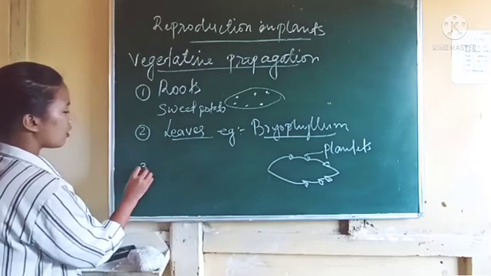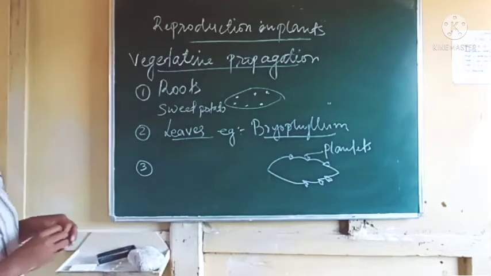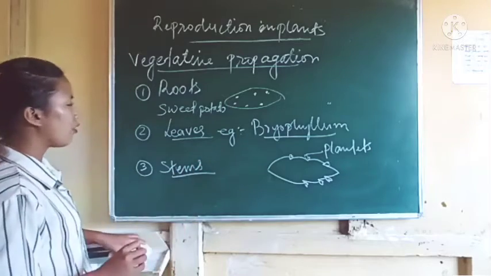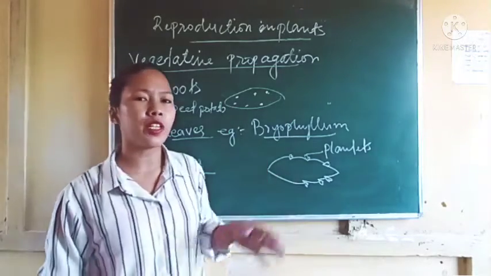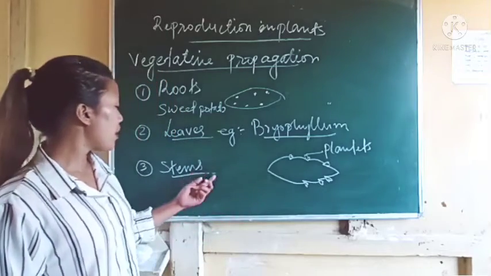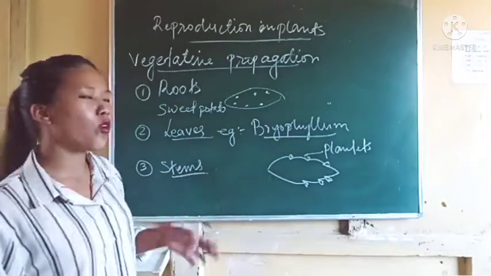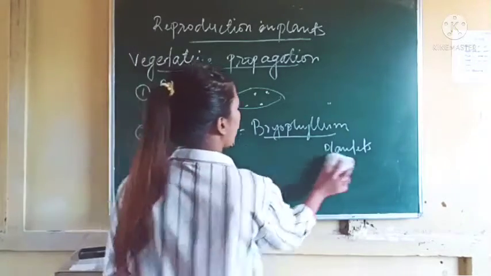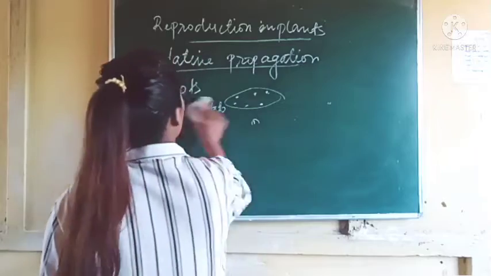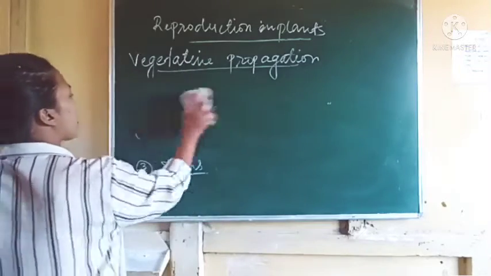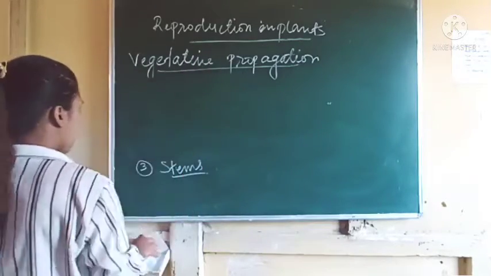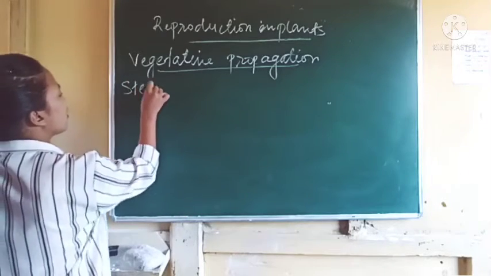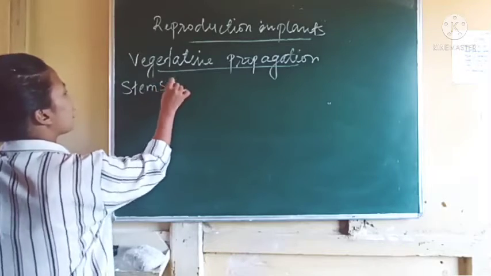And the third one is stems. Stems are the most common part of the plant from where this reproduction takes place. Propagation from stems occurs in many ways. So we will study the different ways in which stems help in vegetative propagation. Stems propagate in various ways.